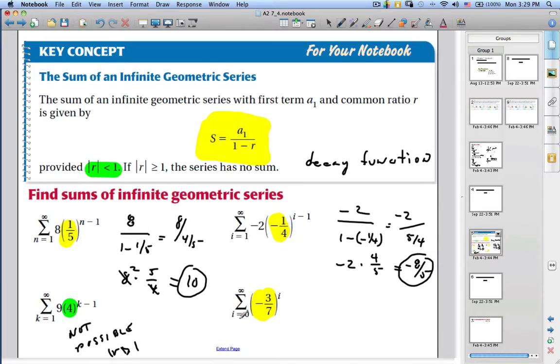Now with this one, again, it's tricky. First off, I'm not going from 1 to infinity. I'm going from 0 to infinity. So I have an extra term. And right now it looks like my first term is 1. But what I need to do is plug 1 in for n. So when n is equal to 1, a sub 1 will be equal to negative 3/7 to the first power. So my actual rule here is going to be negative 3/7 times negative 3/7 to the n minus 1 power.